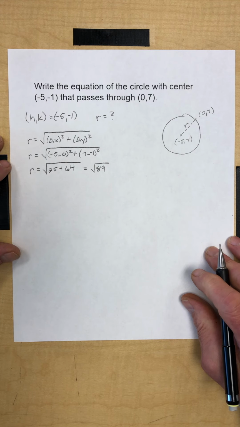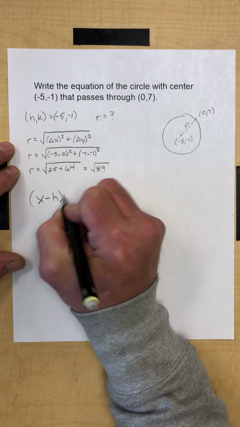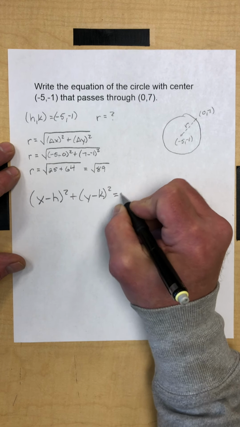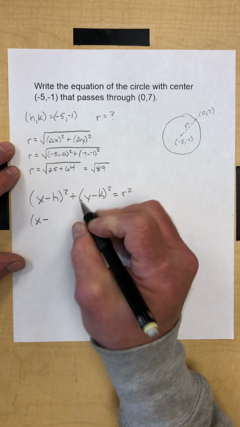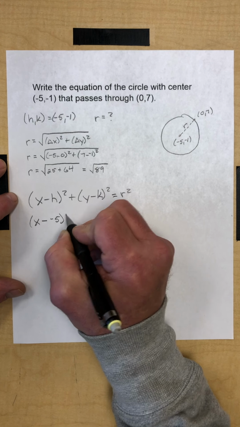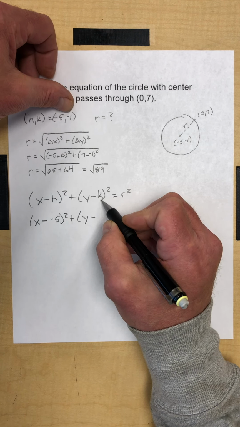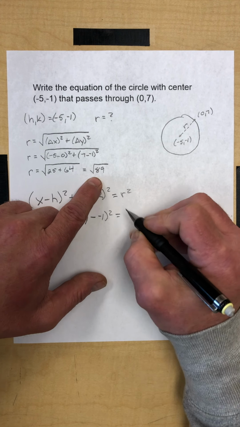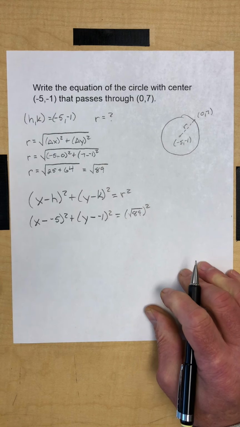Okay, so let's see. Now I know what my radius is, so I can go to my formula. (x minus h) squared plus (y minus k) squared equals the radius squared. Okay, so let's see. h is the x coordinate of the center, so that's -5, plus (y minus k), k is the y coordinate of the center, so that's a -1, equals the radius, which is radical 89, squared. And then we just simplify.